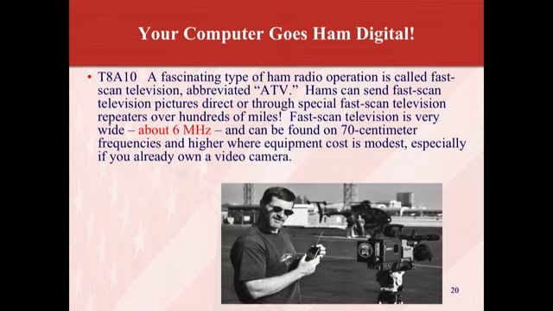A fascinating type of ham radio operation is called fast scan television, abbreviated ATV. Hams can send fast scan television pictures direct or through special fast scan television repeaters over hundreds of miles. Fast scan television is very wide, about 6 megahertz, and can be found on 70 centimeter frequencies and higher where equipment cost is modest, especially if you own a video camera. 6 megahertz is extremely wide. That's, to put it into perspective, wider than the whole 6 meter band.